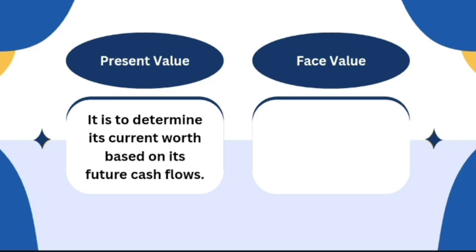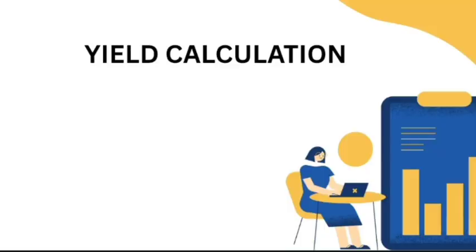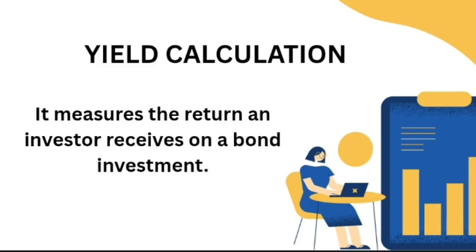Face value. The principal amount repaid at maturity. The face value, also known as par value, is the amount the issuer will pay the bondholder at maturity. Also, yield calculation. It's a measure of the return an investor receives on a bond investment. This measures the annual coupon payment as a percentage of the bond's current market price.